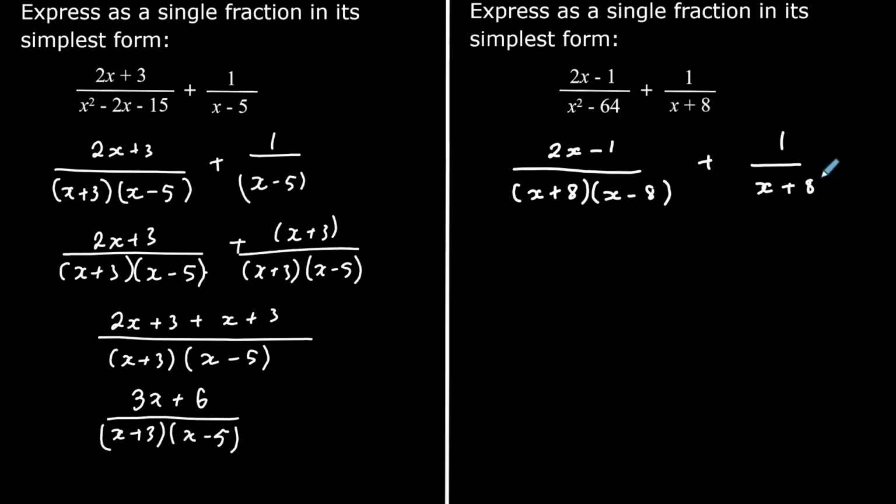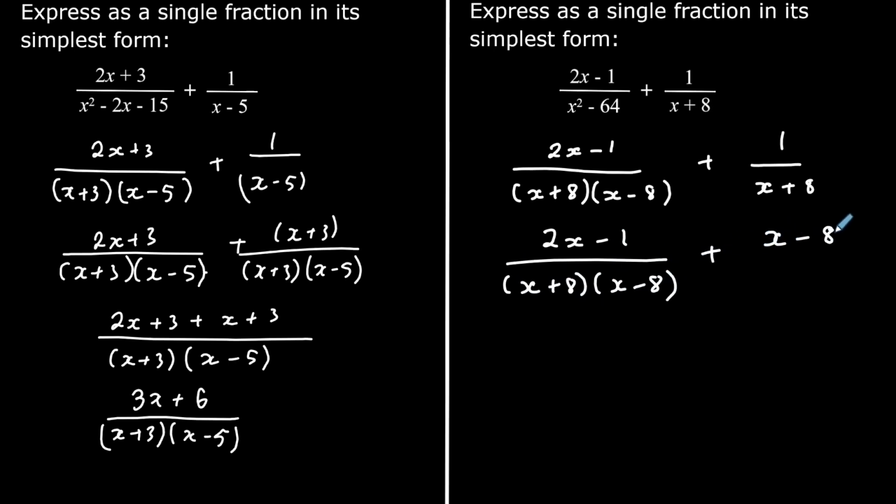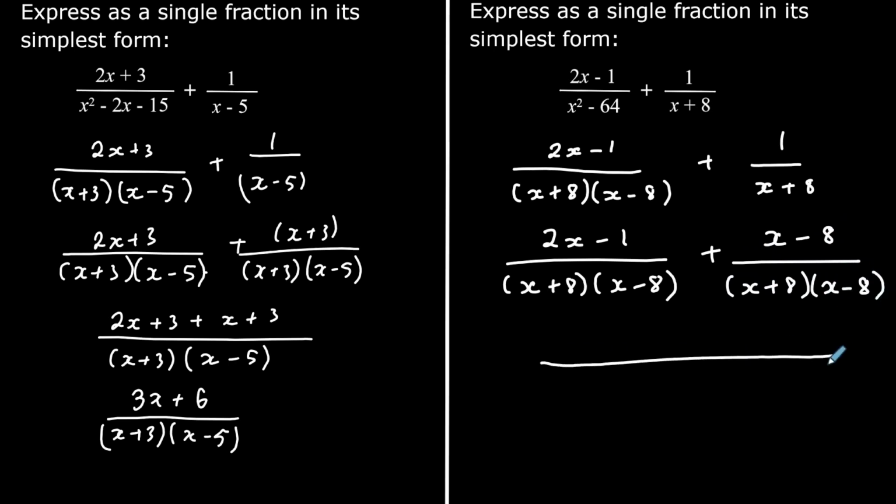So to make the denominators the same, I've got to times top and bottom of my second fraction by x minus 8. So I've got 2x minus 1 over x plus 8 times x minus 8. And I've got x minus 8, so 1 times x minus 8 is x minus 8 over x plus 8 times x minus 8. The denominators are the same, so I can just add them together. So make it into one fraction.